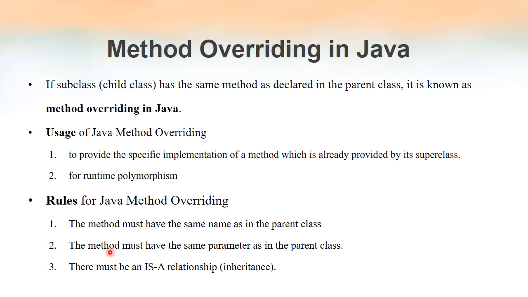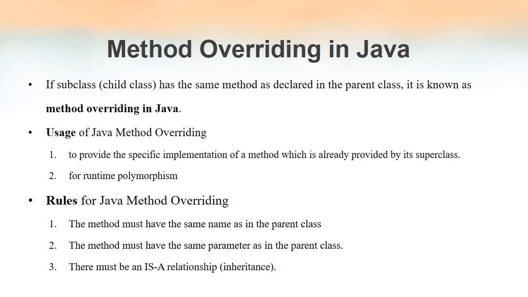Secondly, the parameter list must also be the same. If there is only one parameter in the parent class method, there must be only one parameter in that method in the child class. So the method name and the number of parameters must be the same in the parent class and child class. And thirdly, there must be an inheritance relationship. Method overriding exists only if there is an inheritance relation between the classes. Otherwise we cannot say that something is method overriding.